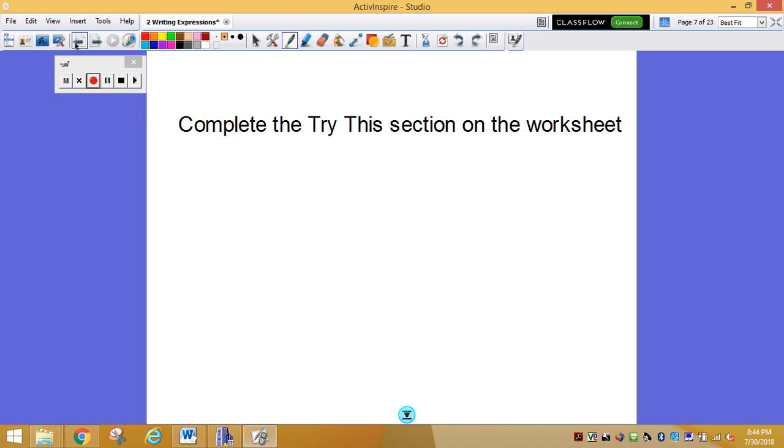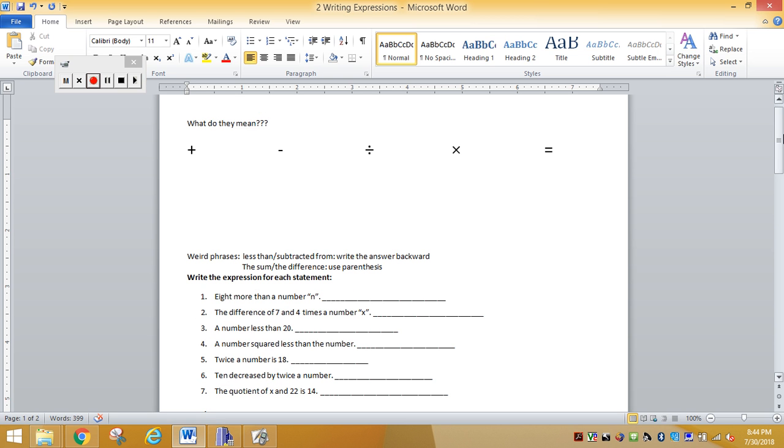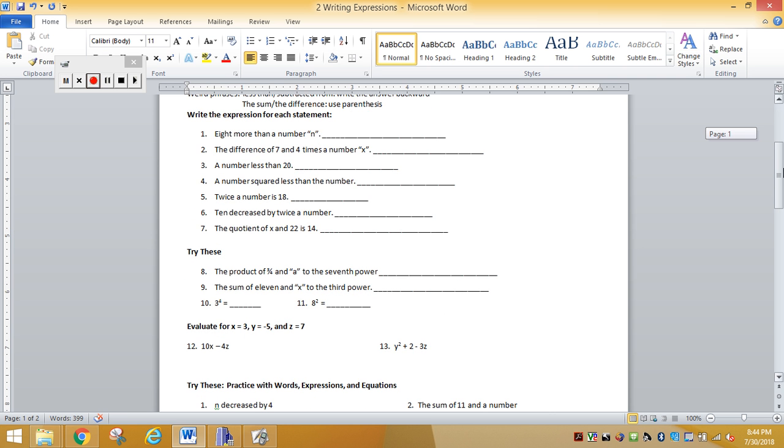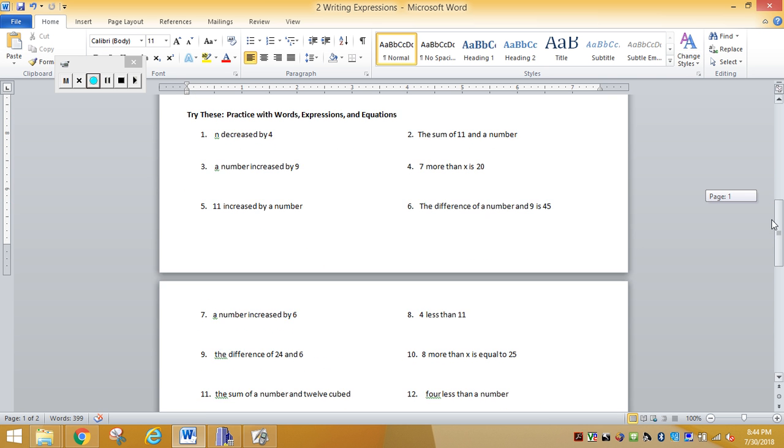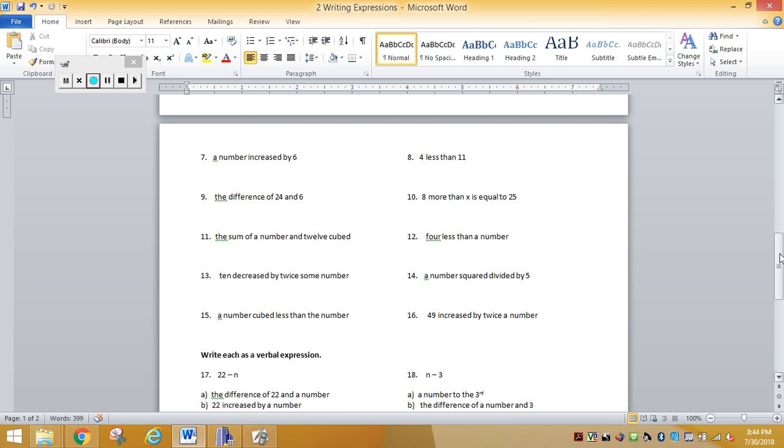So, now we are done with the notes. So what you should do, all of this should be filled in. You should have been doing this as we were doing the video. So through number 13 right here should be done. I want for you to do the rest of it. Okay, 1 through 16 are like the very first section that we did. And you're just writing out in numbers what I'm telling you in words.